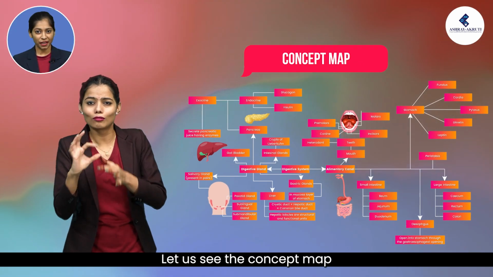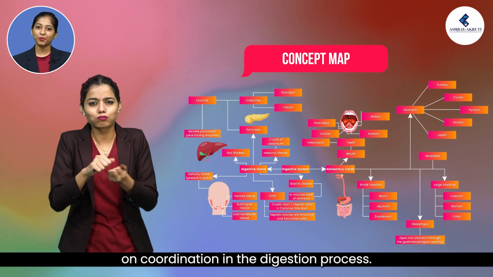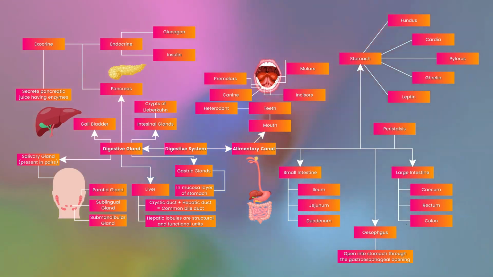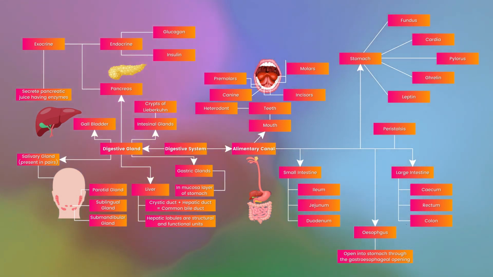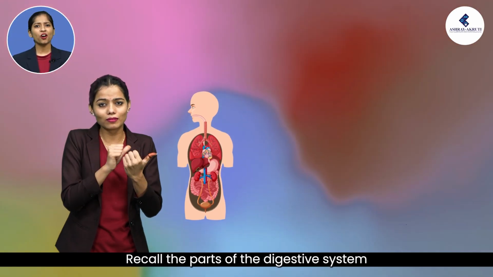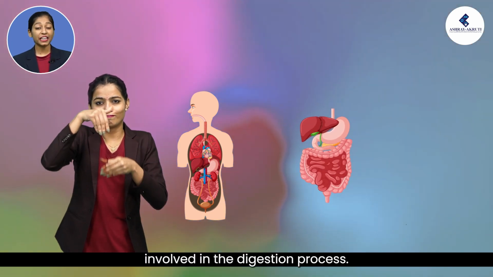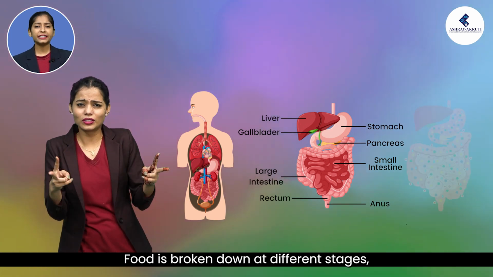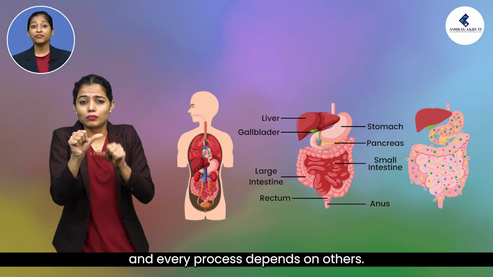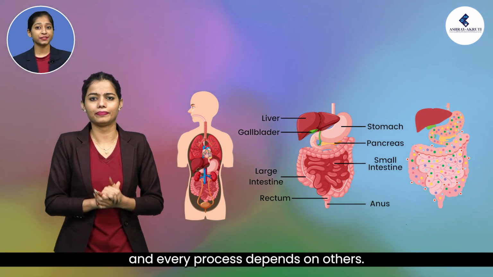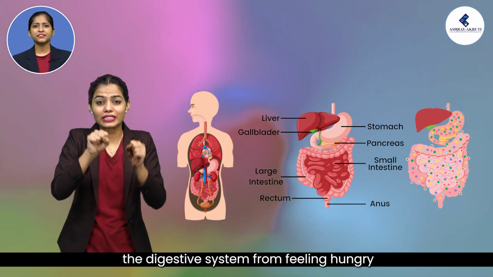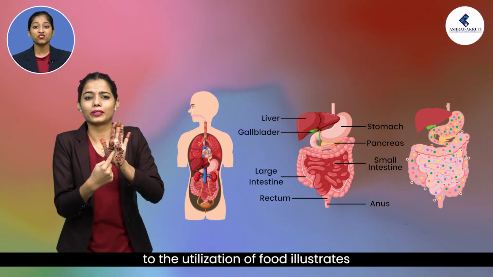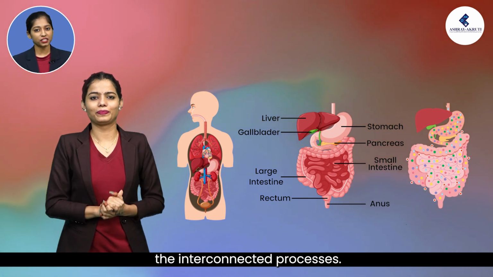Let us see the concept map on coordination in the digestion process. Recall the parts of the digestive system involved in the digestion process. Food is broken down at different stages and every process depends on others. For example, the digestive system from feeling hungry to the utilization of food illustrates the interconnected processes.